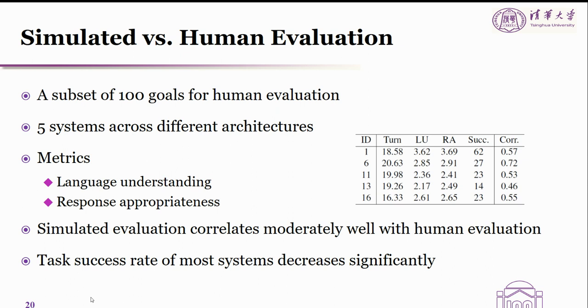We also want to know if the simulated evaluation correlates well with the human evaluation. A subset of 100 goals is extracted for human evaluation. Five systems across different architectures are used here. Another two metrics are used here to estimate the quality of the language response. The results show that simulated evaluation correlates moderately well with human evaluation. However, the task success rate of most systems decreased significantly in human evaluation. This indicates that existing dialogue systems are vulnerable to the variation of human language.